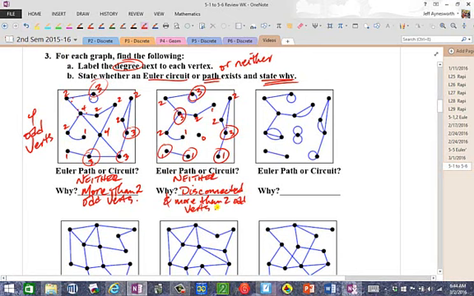So right away here on this one here, I'm going to say neither because it's disconnected. Okay, but I'm also going to do the degree thing. So here we go. 3, 2, 3, 2, 2, 2, 1, 2, 3. We got 4 here. We got 3 here. We got 4 here. 3, 4, 1, and 1. You got all kinds of problems. It's disconnected, all right, and more than 2 odd vertices.